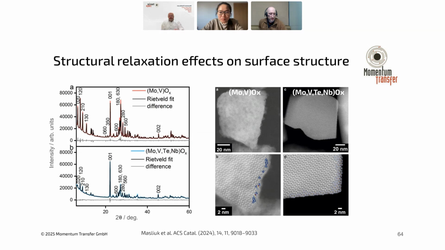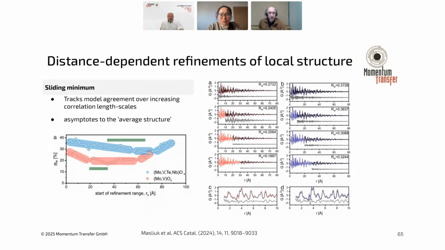And the interesting thing is that when you look at the electron microscopy, you get behavior like this, where the molybdenum vanadate structure has these really irregular, amorphous looking surfaces, whereas the quinary oxide has quite regular, nice, flat surfaces. And so it almost seems counterintuitive when you have more complexity in the system. So what do we do?